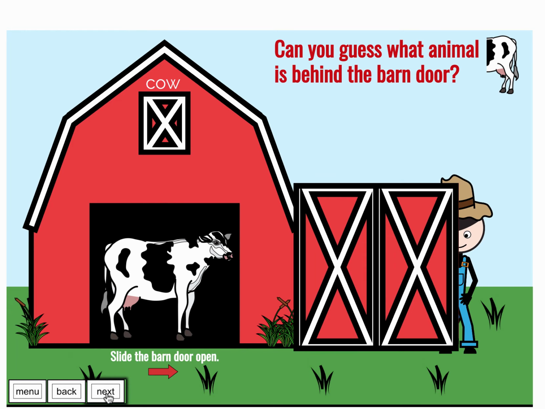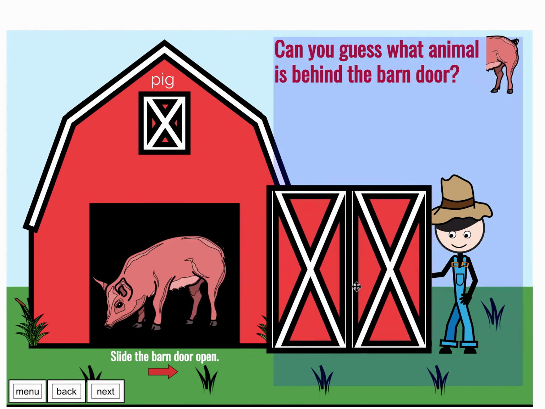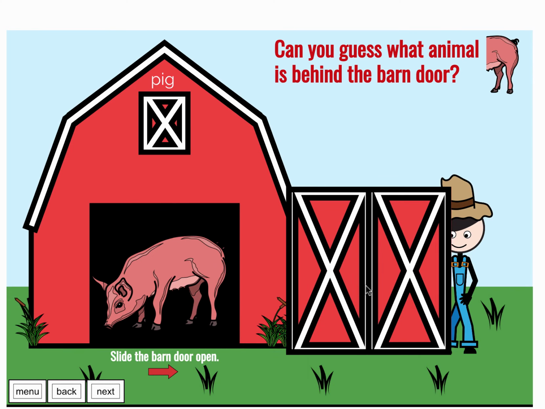So let's go to the next one. And again, you would say, who's behind the door? Can you guess? You would slide it over and peekaboo, it's the pig. So let's go back to the menu.